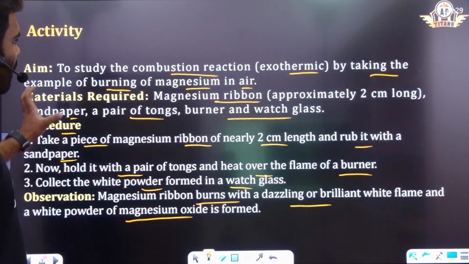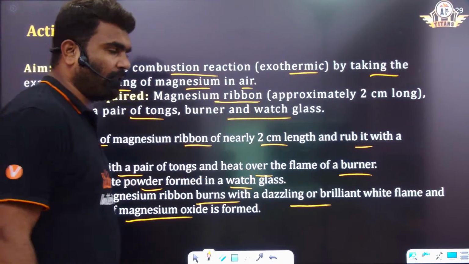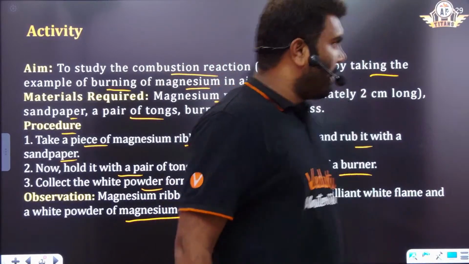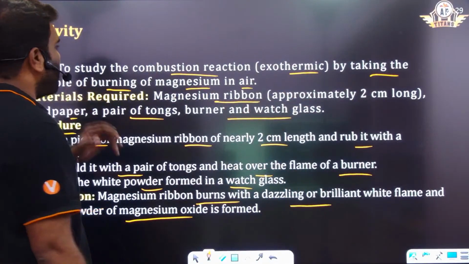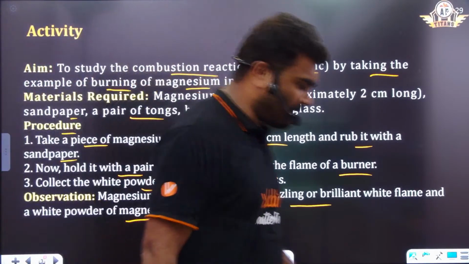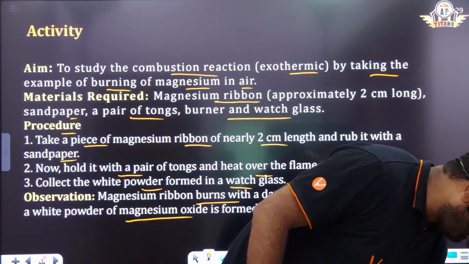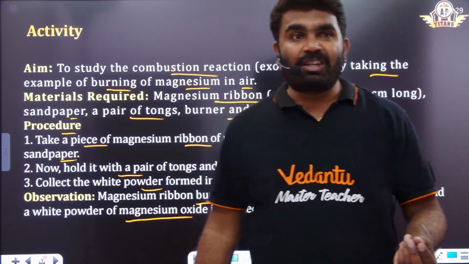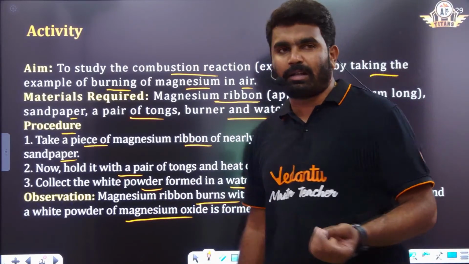Here you can see, to study the combustion reaction, an exothermic reaction, we take the example of burning of magnesium. When we burn magnesium, magnesium oxide is formed. It is a white colored powder.